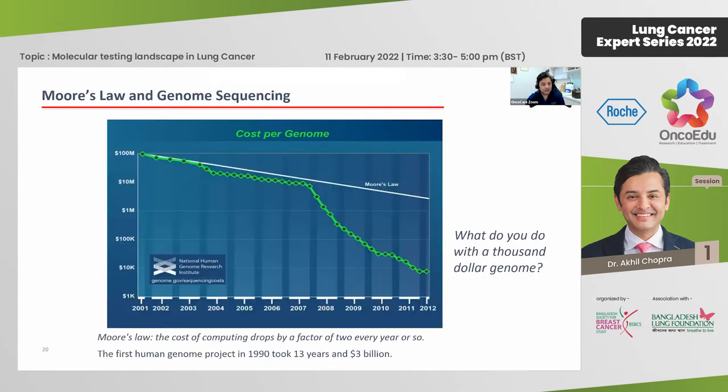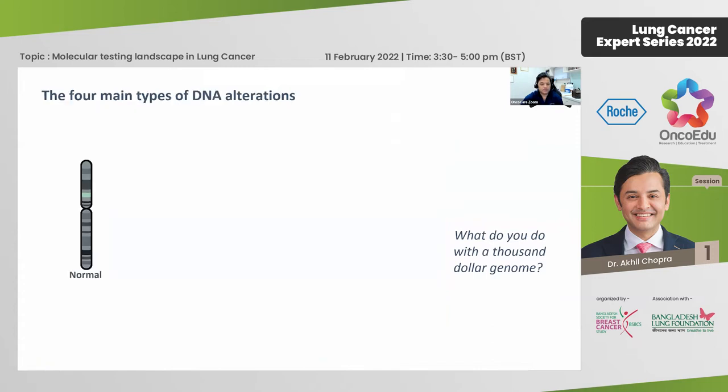And it's interesting if you compare Moore's law and genome sequencing. Moore's law is that the cost of computing drops by a factor of 2 every year or so, and that's described by this curve here. But if you compare it to next-gen sequencing, we see that in 2007, with the advent of next-gen sequencing, the cost of genome sequencing dropped rapidly from the billions of dollars used in the Human Genome Project to a few thousand dollars, which are required today. So what do you do with a $1,000 genome? It's really a very exciting time.